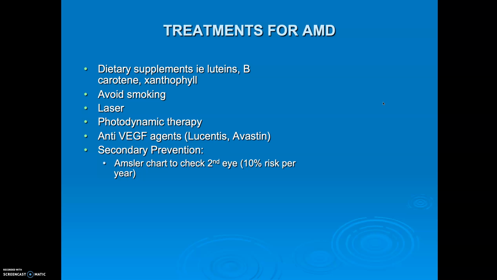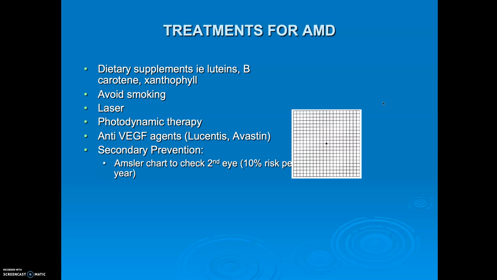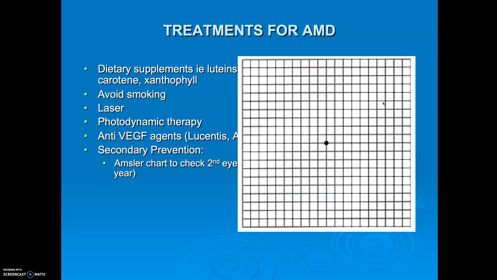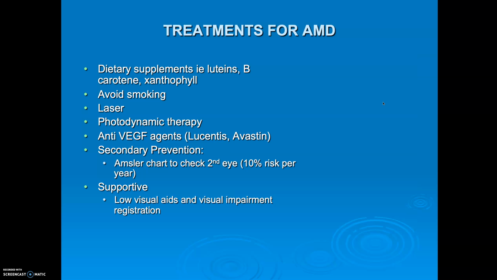Secondary prevention of further disease to, for instance, the other eye includes checking the vision on an Amsler chart. This is an Amsler chart. You can print one off the internet. You can ask a patient to look at the dot in the middle and to tell you whether the lines round about are present and correct or whether they're blurred or distorted. And that's a good early sign of macular disease. See more about that on my YouTube masterclass.